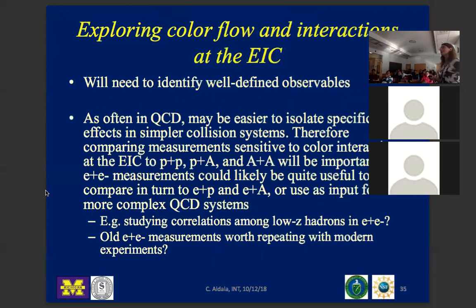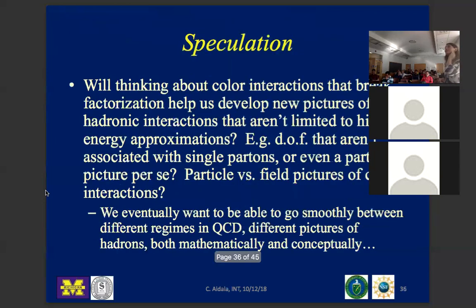So not only will we want to compare e+p and eA to pp, pA, and AA, but I think e+e- measurements with modern facilities, Belle II, could also likely be quite useful to compare in turn to what we'll measure in ep and eA, or to use as inputs for more complex QCD systems. And you could study correlations among low z hadrons in e+e-. Maybe some of these old e+e- measurements are worth repeating with modern experiments.